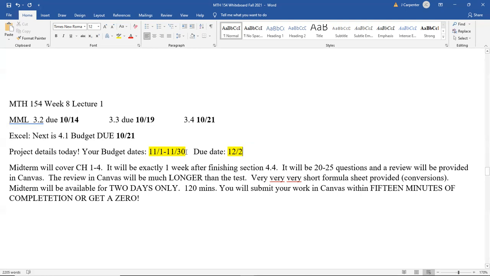So every single expense you have in November, write it down and put it in this Excel file. Your project will be due and you'll be submitting it in Canvas on December 2nd. Now you might be thinking, well, Mr. Beckner, how do I get this thing done in 2 days? I won't even be able to do anything until November 30th when I put my last expense in.